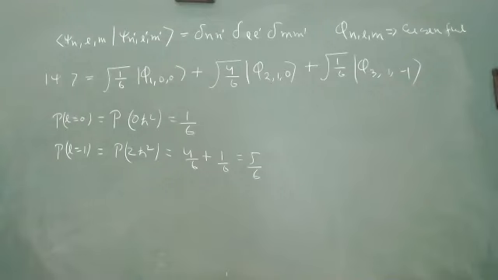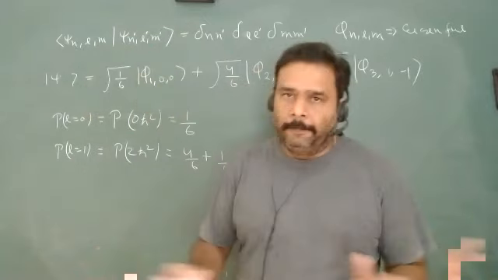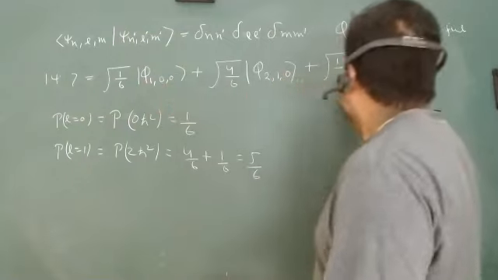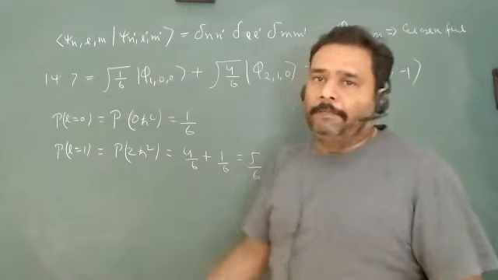A lot of times this type of question has come in your exam. When you have the same measurement, you will add the probabilities, so keep that in mind. There may be a possibility that n is different in every state. L can be the same, sometimes m can be the same.